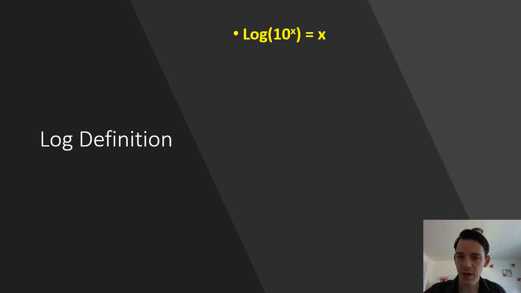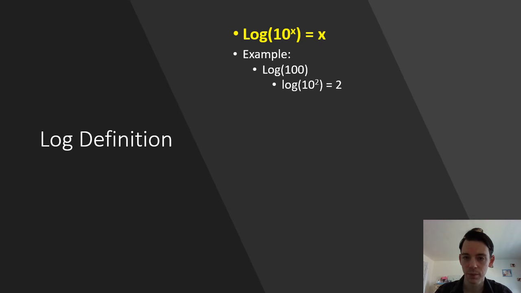So here's our basic definition of log. The log of 10 to the x power is x. This is called a base 10 log, and we use base 10 because that's the base that we count in. So let's see if we can do a couple practice problems. If I want to find the log of 100, I need to convert 100 into some power of 10. 100 is 10 to the second power. Log of 10 to the second power is 2.